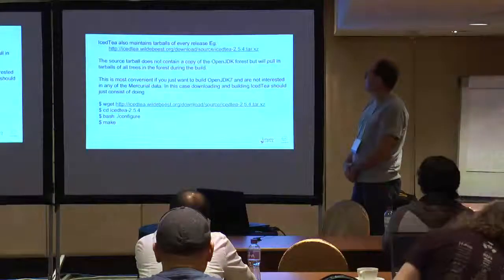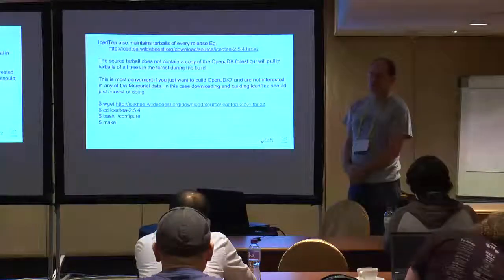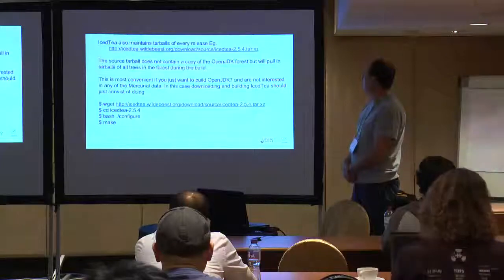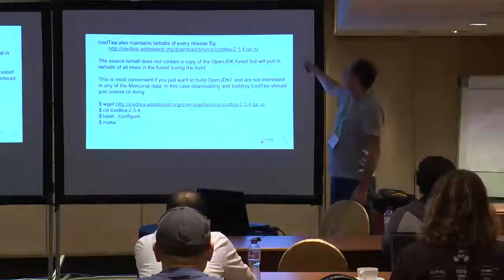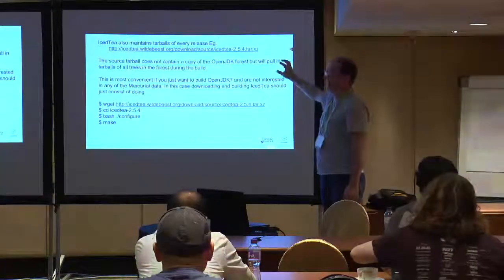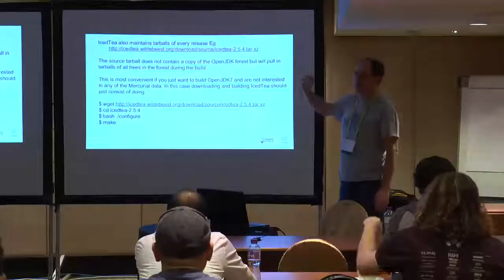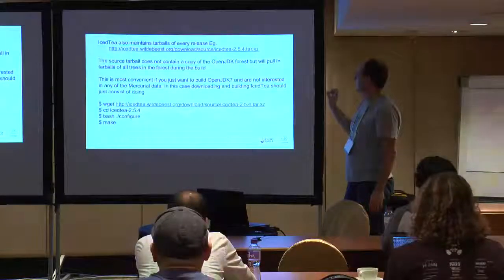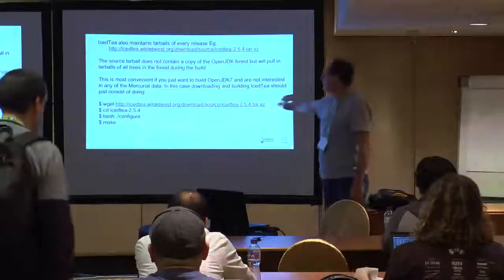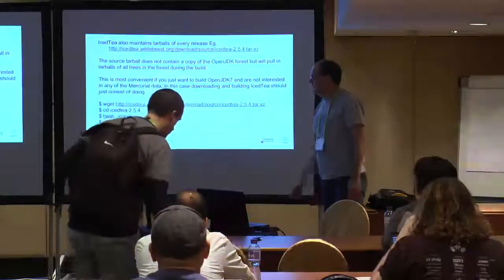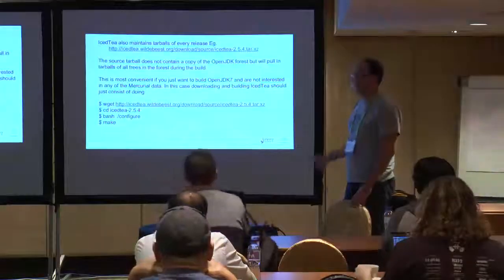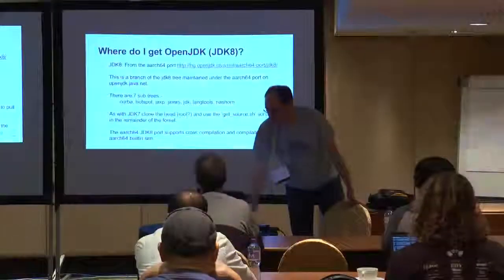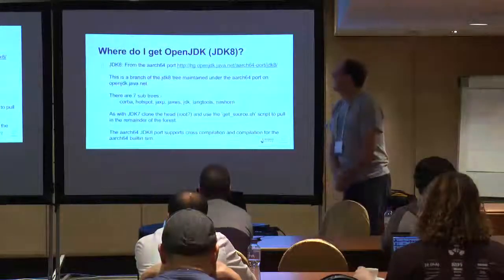If you just want to do a one-off build, you can just download a tarball rather than using Mercurial to clone the sources. If you pull this source tarball, it doesn't actually contain the sources within that. It's just scripts that will pull in the correct tarballs for that build. Then it's just a case of doing wget on that tarball, cd into ICT2.4, configure and make. So that's JDK 7.